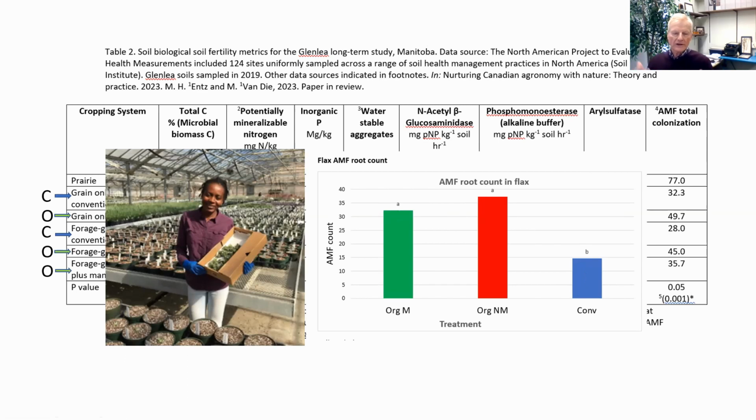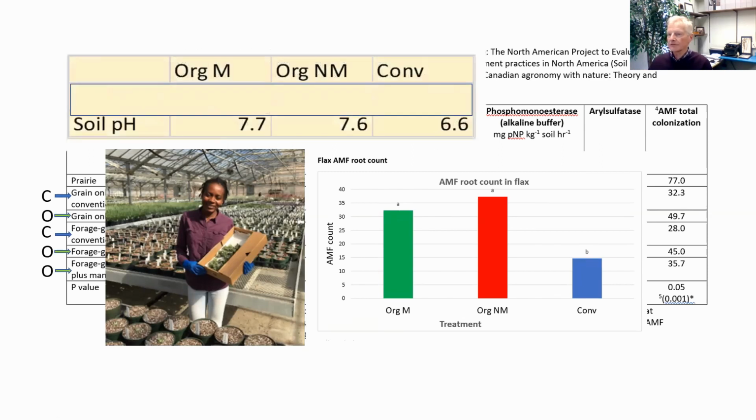So really, what I did is just very quickly paint a picture of how active the soils are in these systems. And so what we've learned is there's some organic systems that are not doing particularly well and some that are doing very well. One other interesting piece of data that we've been monitoring in Glenlee for probably 12, 14 years now is that the pH of our organic systems is remaining stable. The pH of our conventional system is slowly tracking down to more acid.